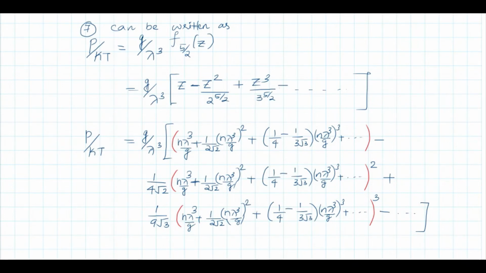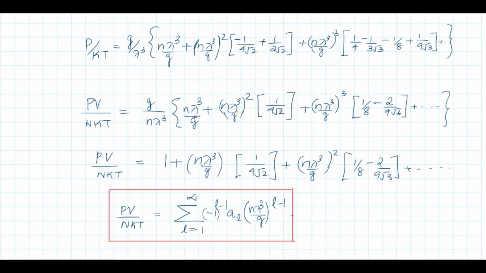Now group the coefficients of various powers of nλ³/g. For (nλ³/g)² you have 2 times, for (nλ³/g)³ you will have 4 times, and so on. Group those terms. Then this is P/kT. If you multiply with V and divide with N, this becomes PV/NkT. Then the right hand side becomes g/λ³, this n is actually capital N by V. So g/(nλ³) into this nλ³/g plus higher order terms.